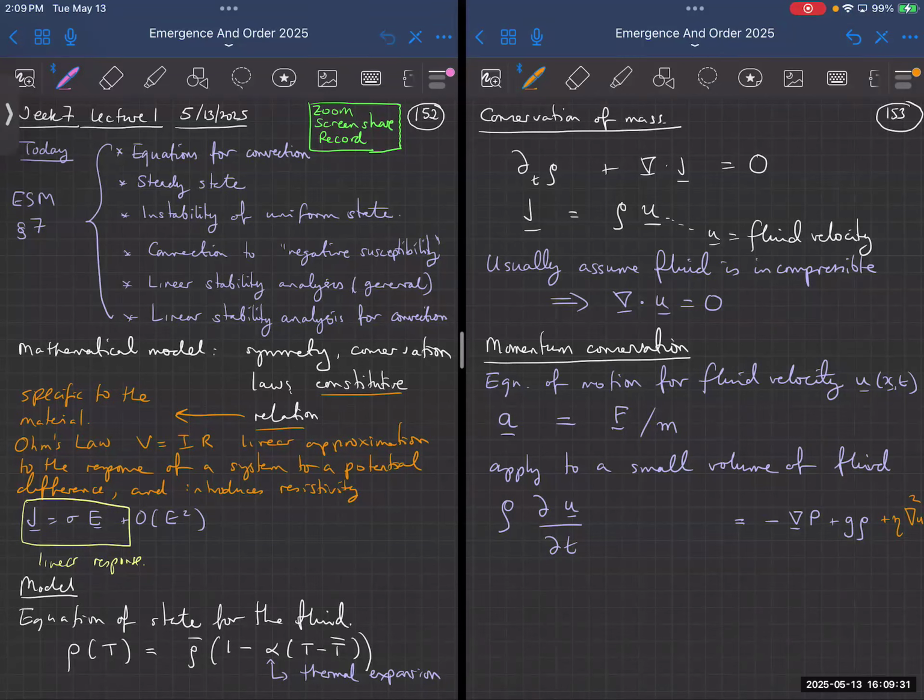So this is Newton's equation. This is acceleration times mass. And then this is equal to the forces. And this is pressure, gravity, and over here, viscosity. Okay, so that's the equation.